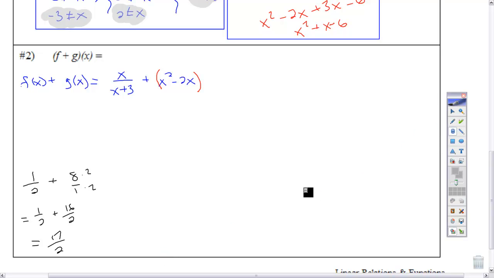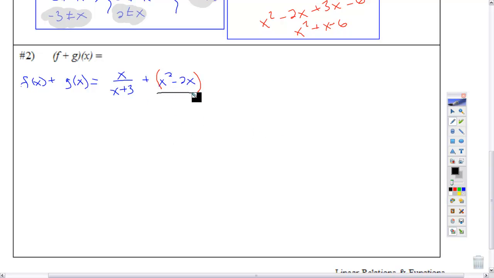So the point in me showing you that is just to refresh your memory of how to add 2 fractions because you probably haven't done it for quite some time. This denominator is x plus 3. This one is a 1. So I need to change this so it has an x plus 3 on the bottom. I can't just multiply that on the bottom. I have to also multiply it on the top. Now they're common denominators. Once you have common denominators, you add the numerators.